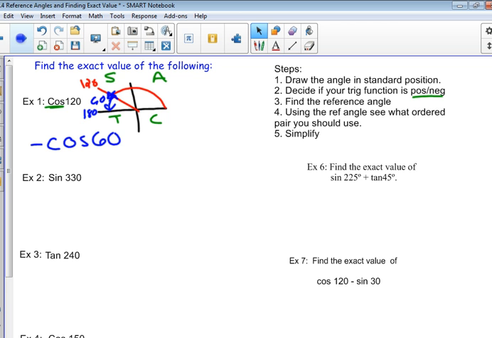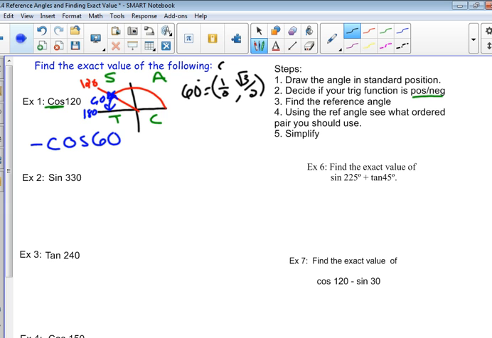This is why your ordered pairs are going to be so important. We're going to use our 60-degree ordered pair. Who thinks they got it? Yeah, go ahead. 1/2. Awesome. And remember, cosine's the first one. So if I want the cosine of 60, don't forget your negative sign, negative 1/2, because that's what the cosine is.